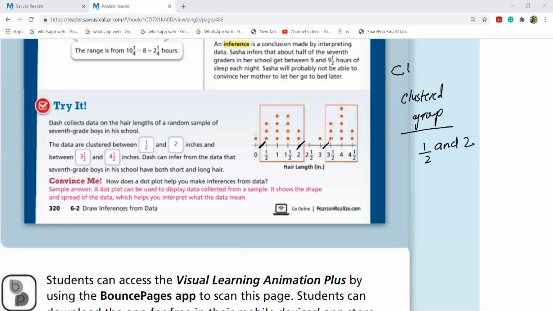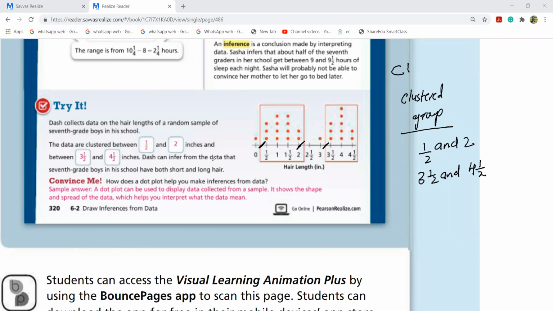And the second box, between 3.5 and, tell me Zishan, where is it ending? This box? Between 3 and a half and 4 and a half. So this is what you interpret from the data. You can infer from the data that 7th grade boys in school have both short hair and long hair. These are short and these are long.